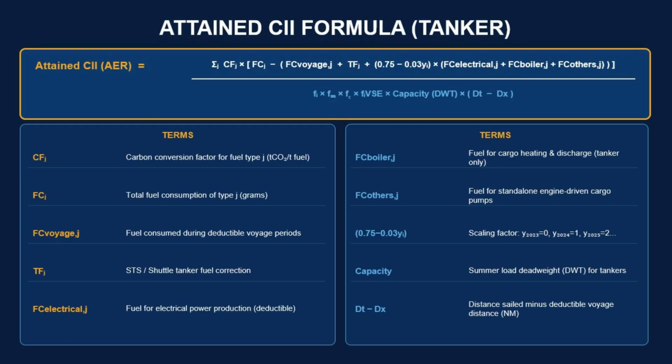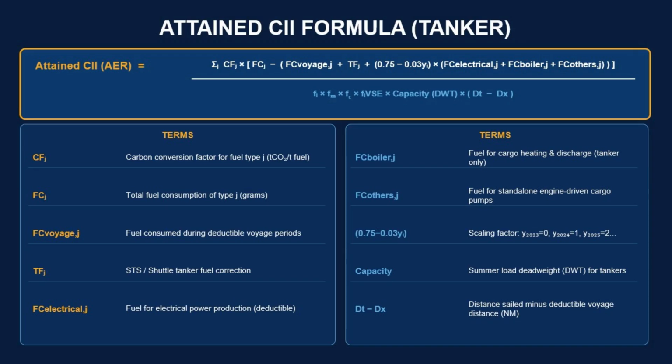The attained CII is obtained by dividing adjusted carbon dioxide emissions by transport work. The numerator represents total carbon dioxide emissions after allowable deductions. The denominator consists of correction factors multiplied by deadweight and adjusted distance traveled.